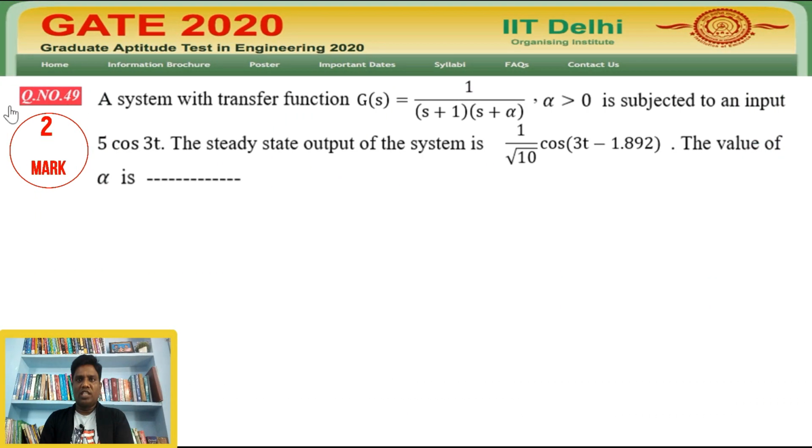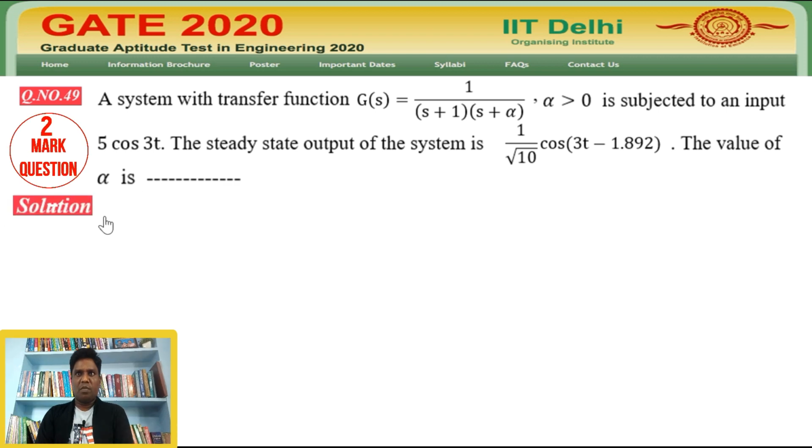Next, we will look at the fifth question. This is the 49th question of the GATE exam 2020 for the EC department question paper of the control system subject. The question is: a system with the transfer function G(s) equal to 1 divided by (s plus 1) into (s plus alpha), where alpha greater than 0, is subjected to an input 5 cos 3t. The steady state output of the system is 1 divided by root 10 into cos(3t minus 1.892). The value of alpha is dash.